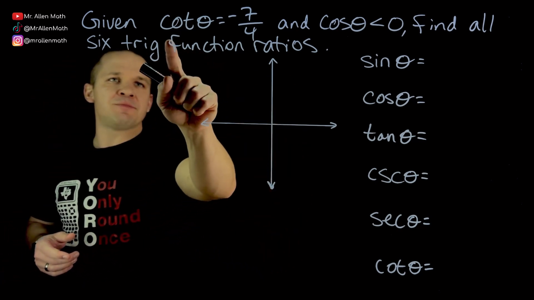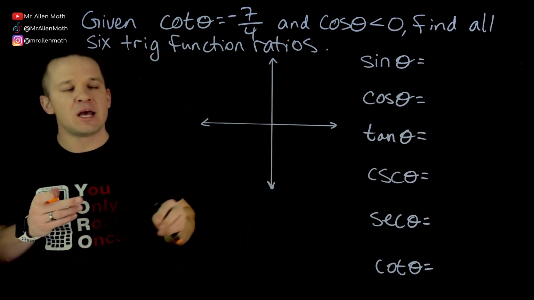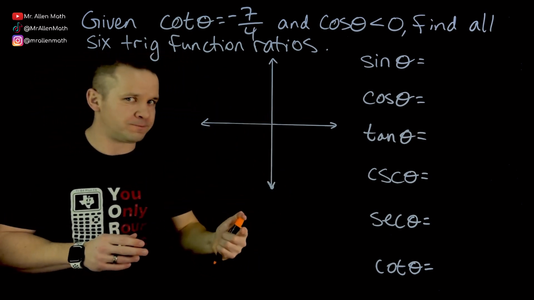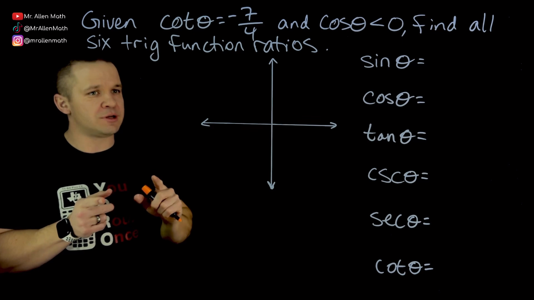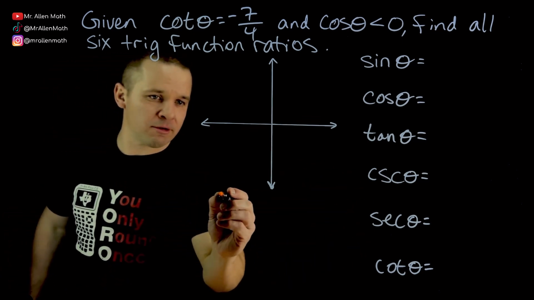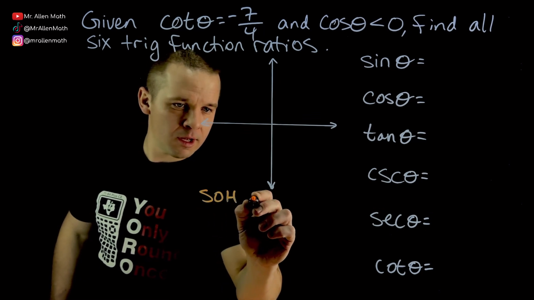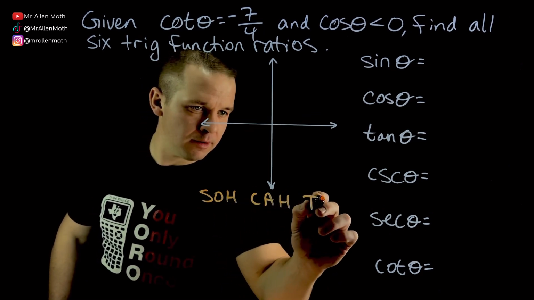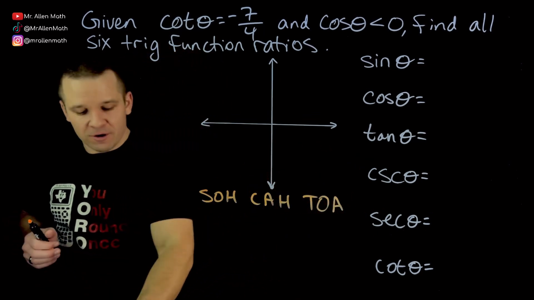So first off, let's make sense of this: cotangent of theta is negative 7 over 4. Well, cotangent is the reciprocal of tangent, right? And I'm going to jot down real quick a little SOHCAHTOA. Never hurts to write it down.